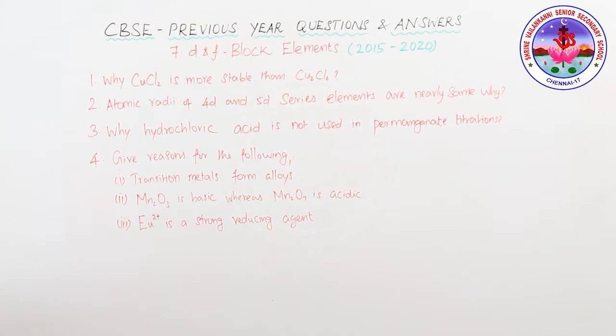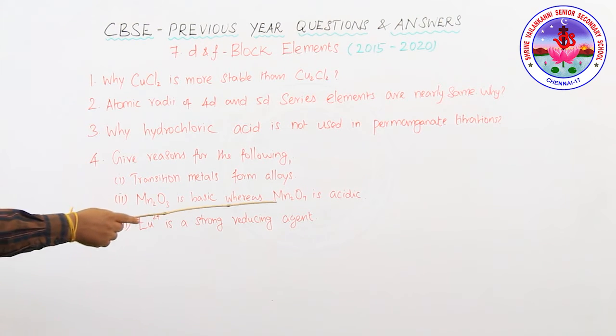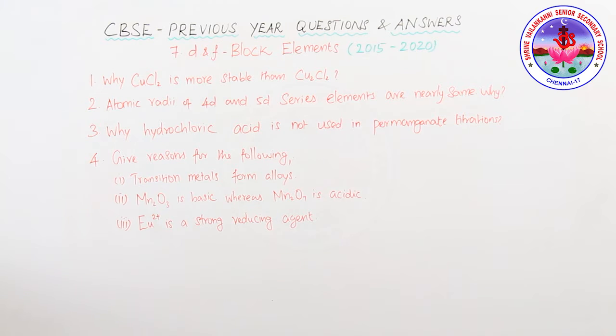The transition metals form alloys. Second, Mn2O3 is basic, whereas Mn2O7 is acidic. Then Eu2+ is a strong reducing agent. Why? Here is the first question: why do the transition metals form alloys?